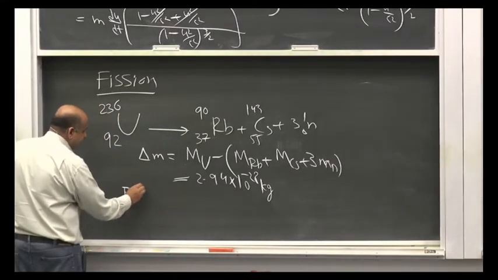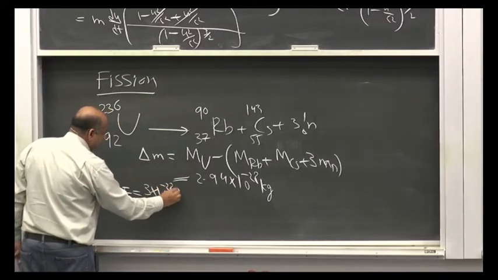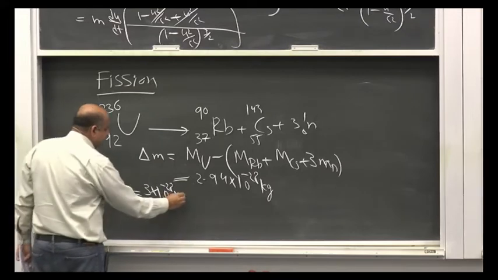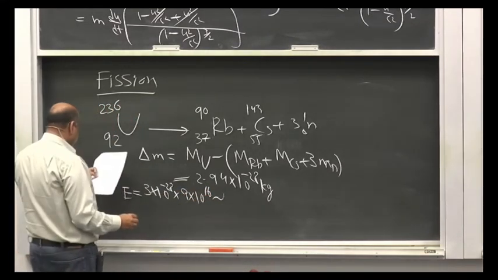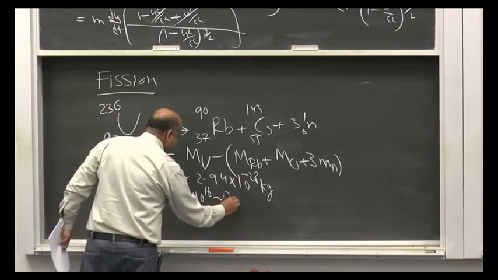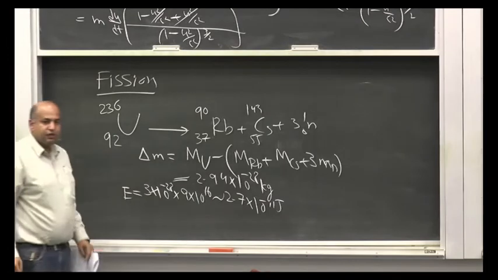इसको आप मल्टीप्लाई कर दें, ये रफली 3 ले लें. C square से मल्टीप्लाई करना, C square is 9 into 10 power 16. This is approximately in joules 2.7 into 10 power minus 11 joules.